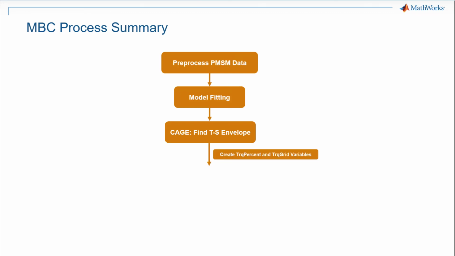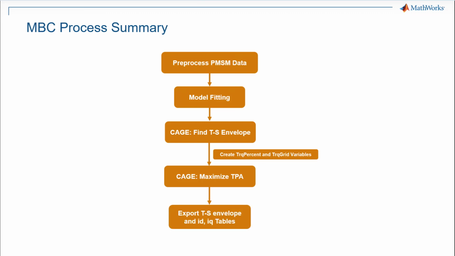Then we created torque percent and torque grid variable so that we could have torque percent as breakpoints for the final ID and IQ table. And eventually, we created an optimization to maximize torque per ampere under both voltage and current constraints. And finally, the optimized torque speed envelope, as well as the ID and IQ tables, are exported into external files.